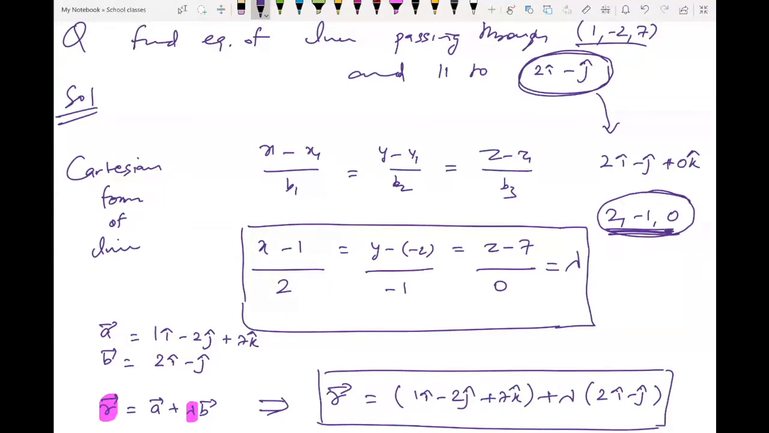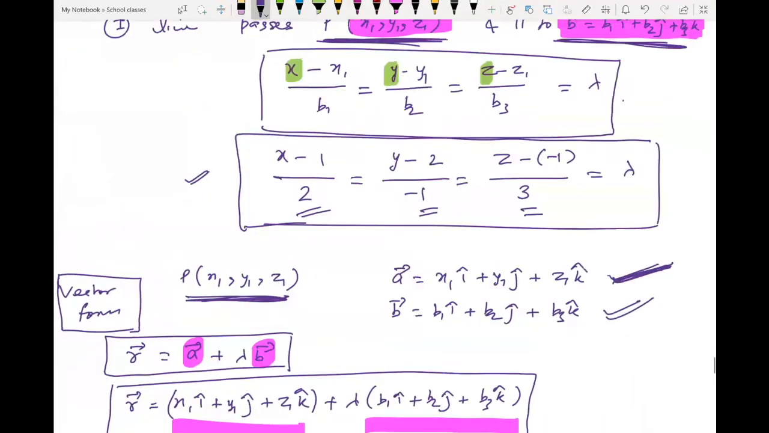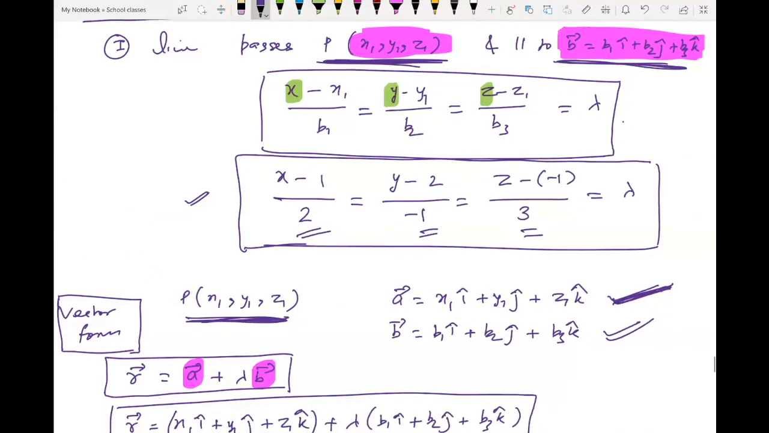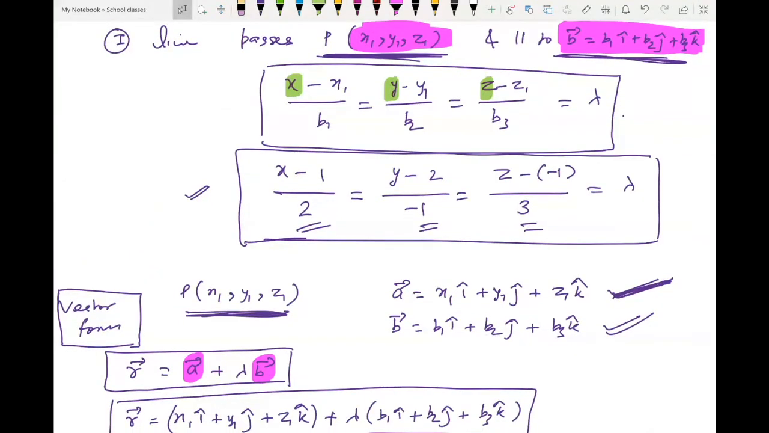Is there any doubt to anyone? Please ask me. Any doubt? Okay, so I told you this formula. This formula was very easy. Whenever a line passes through a point and is parallel to a vector b, we use this formula for the Cartesian equation of line, and we use this formula for the vector equation of line.